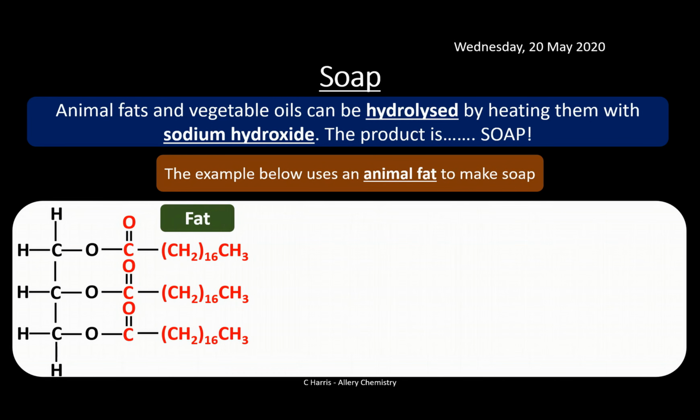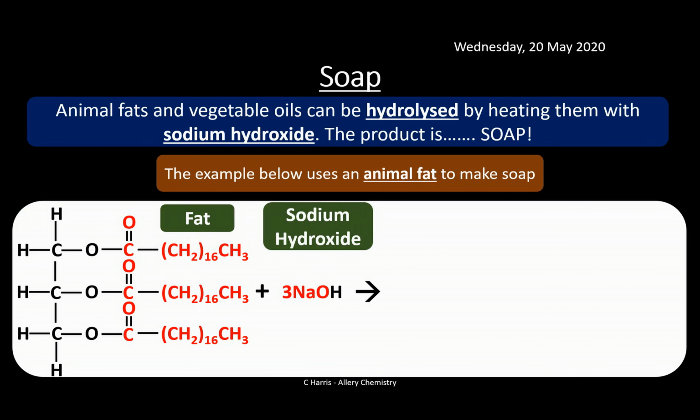So it's a saturated ester. You can see we've got no double bonds in here. This is just an alkane chain that's attached to it, so it's definitely a fat. And then what we're going to do is react that with sodium hydroxide. Okay, so there we are. So three amounts of sodium hydroxide.